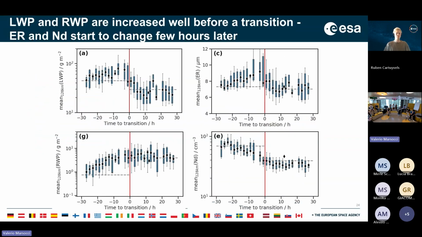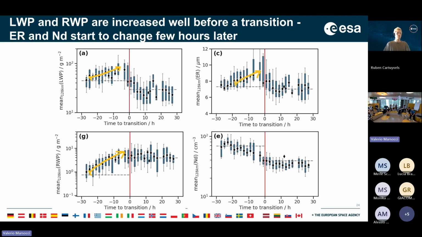Here shown are some microphysical quantities as a function of time to transition. And there we can see some really interesting behavior around the transitions. First of all, liquid water path increases before the transition, and it starts quite early to increase, around 25 hours before the transition. Rainwater path also has a strong increase, and that one also already increases around 25 hours before the transition.